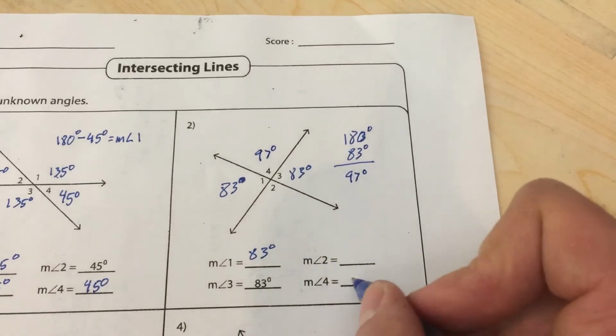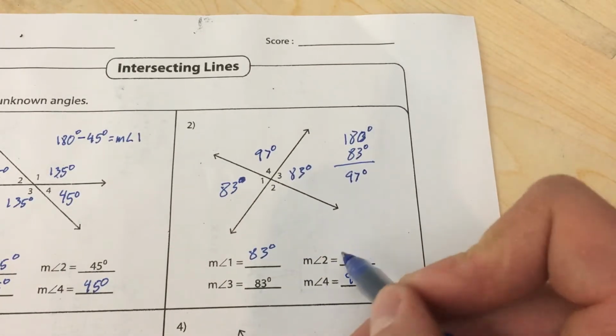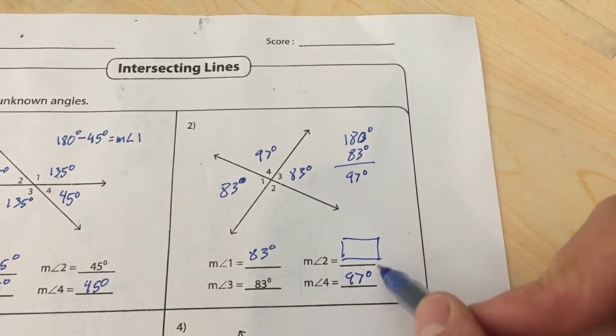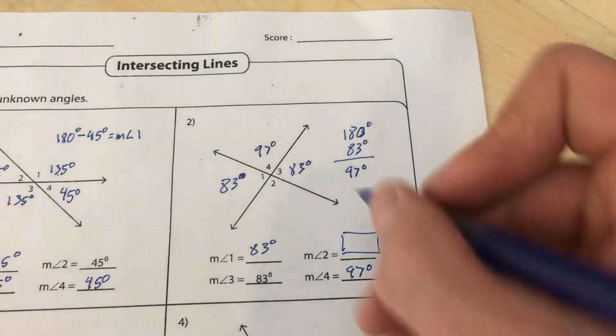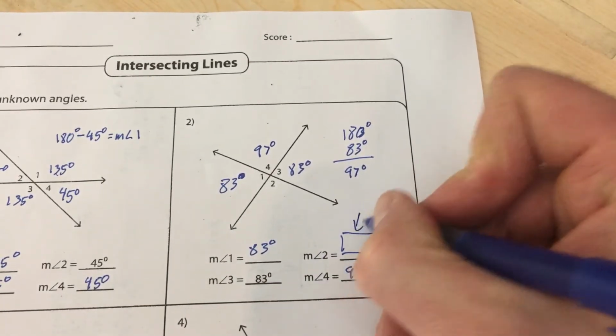Okay, so 97 degrees. So what does angle 2 have to be? I want you to place that in there. You need to put that in there. So you go.